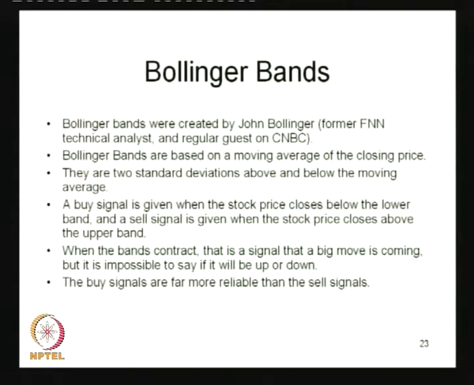That is the measurement of the Bollinger Bands: two standard deviations above and below the moving averages. A buy signal is given when the stock price closes below the lower band, and a sell signal is given when the stock price closes above the upper band. When the bands contract, there is a signal that a big move is coming, but it is impossible to say if it will be up or down. The buy signals are far more reliable than the sell signals if you use Bollinger Bands as one of the techniques for technical analysis.